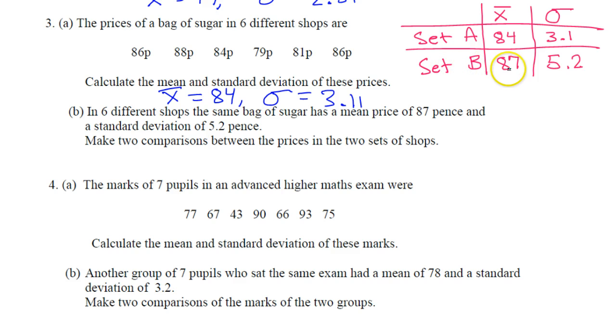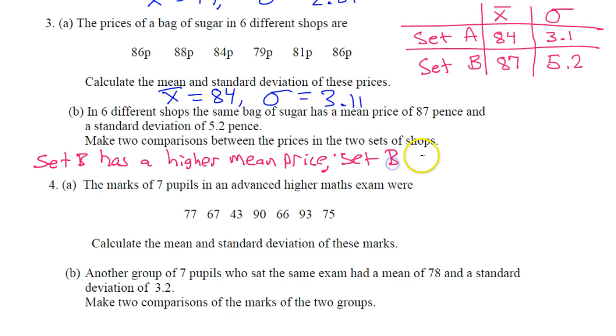So set B has a higher mean price, 87 versus 84. So that's one comparison we can make. Set B has a higher mean price. It also has a higher standard deviation. Set B has a higher standard deviation.